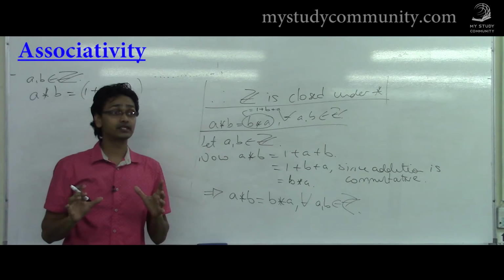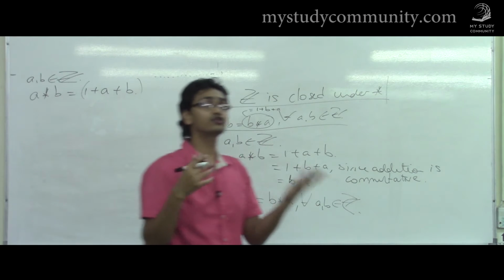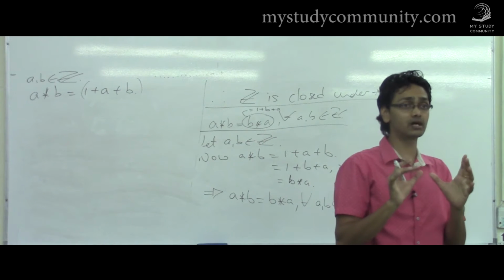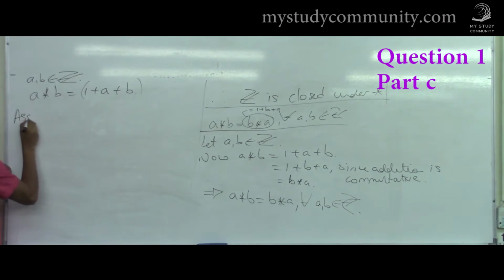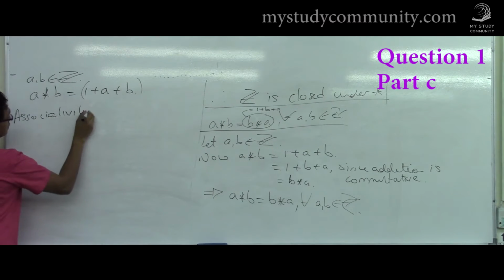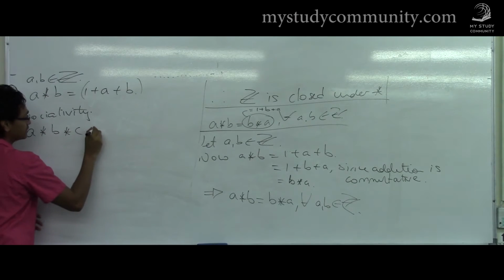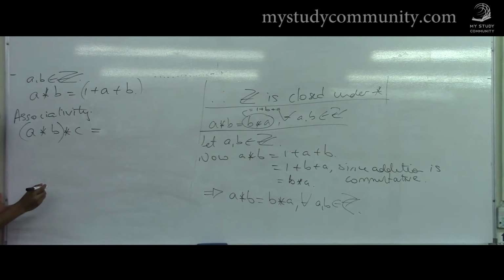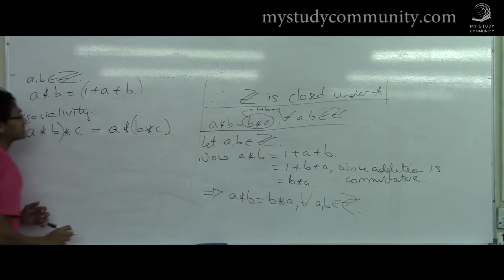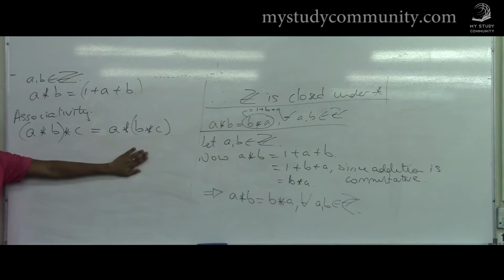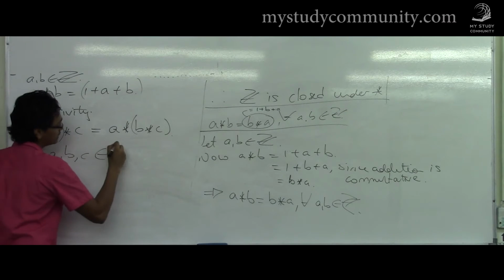So now we come to associativity. Associativity deals with 3 elements. You will always have 3 elements, and you want to show that the order of the brackets does not matter. So in general, for associativity, I want to show that if I were to have A star B star C, and if I were to group A and B, that is the exact same thing as if I were to group B star C. Yes? This must happen for all A, B, and C in my set, which is Z.